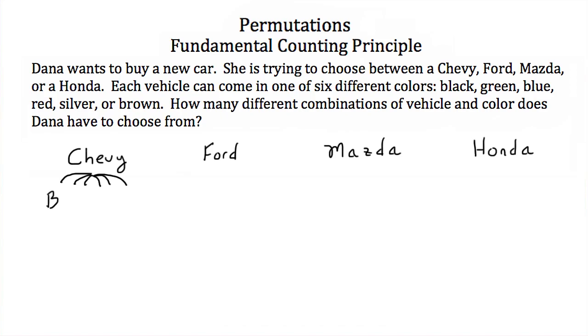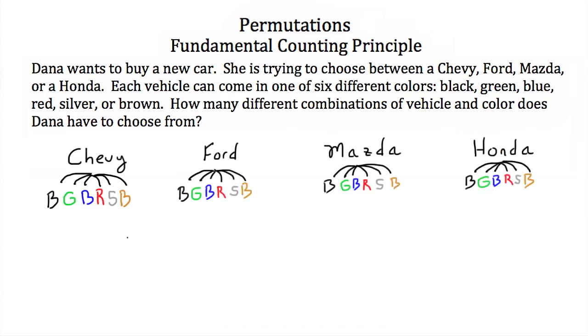She can buy a black one, a green one, a blue one, a red one, a silver one, or a brown one. And she has these same 6 options for the other 3 types of vehicles. If we count up all these different options, we would find out that she has 24 different combinations of vehicle and color to choose from.